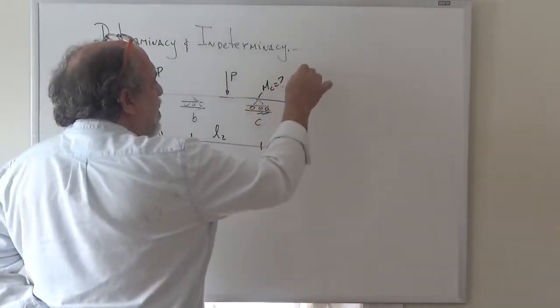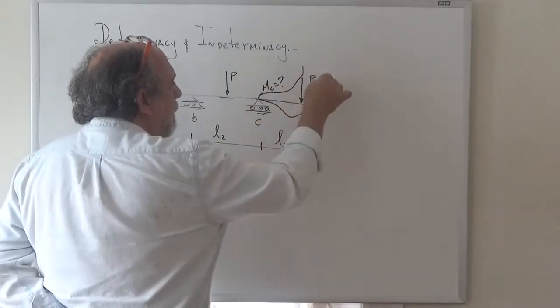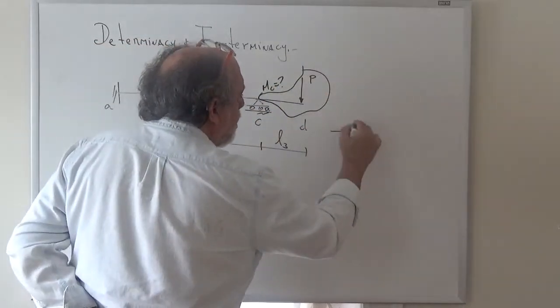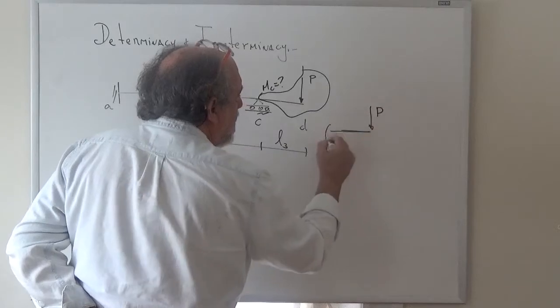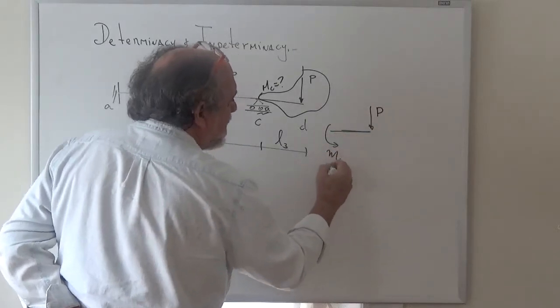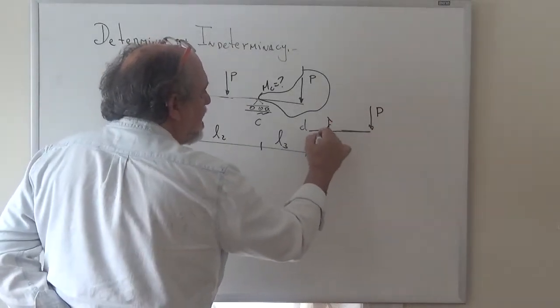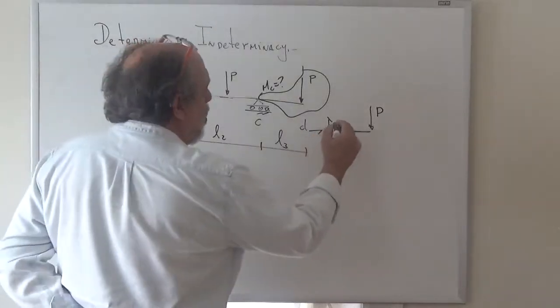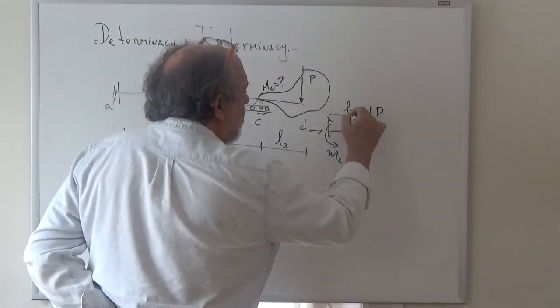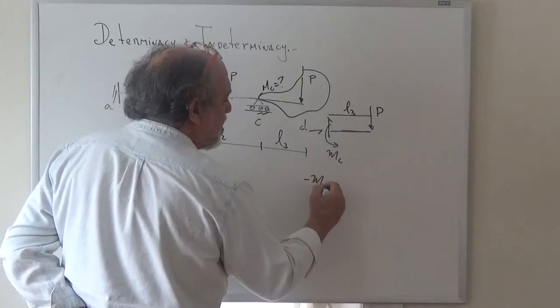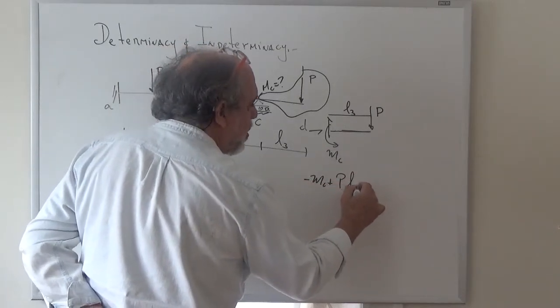then you can take this free body diagram, and from that free body diagram you can see that this is the moment at C, and there is a shear and there's an axial, and so you can see that summing moments about O, minus MC plus P times L3 is equal to 0.